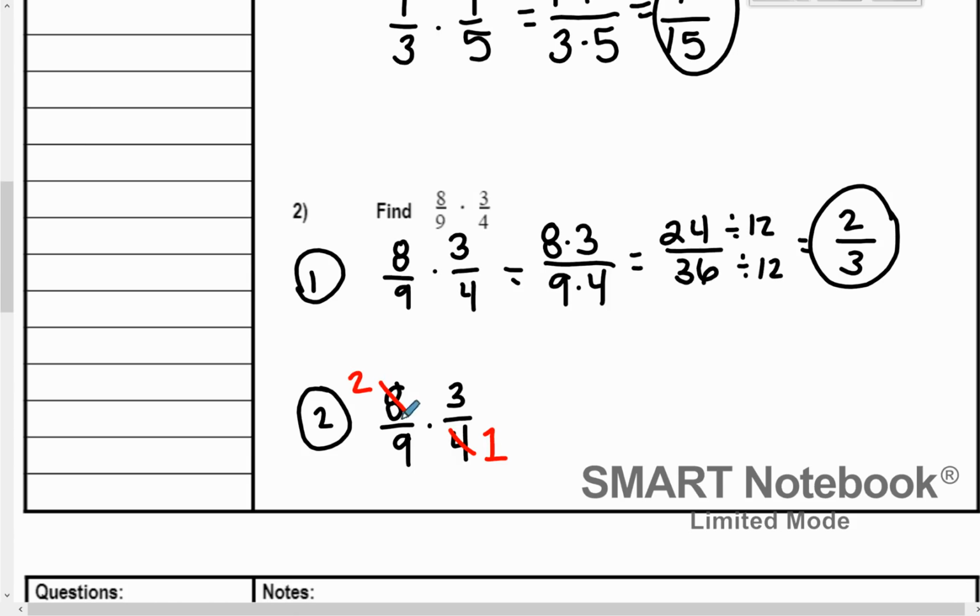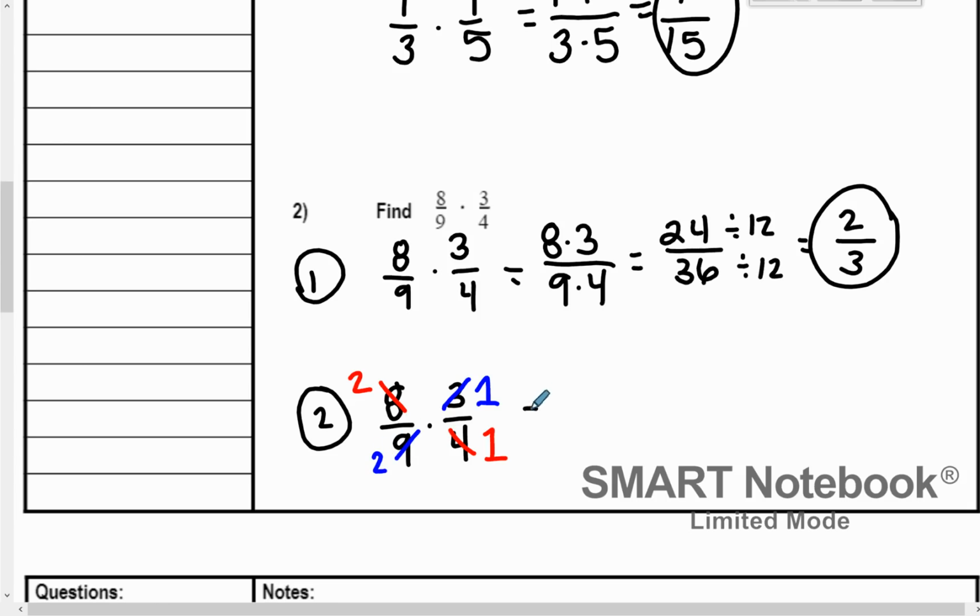Now you can only cross simplify with numbers that are diagonal. So I couldn't simplify this 3 and this 4 because they're not diagonal from each other. My other diagonal is 3 and 9. Now I can simplify both of those because they both have a factor of 3. 3 divided by 3 is 1. 9 divided by 3 is 2.